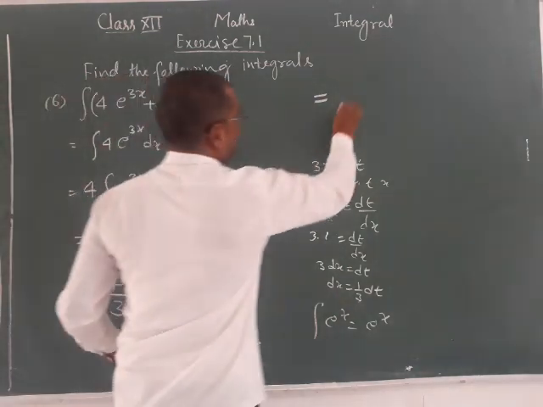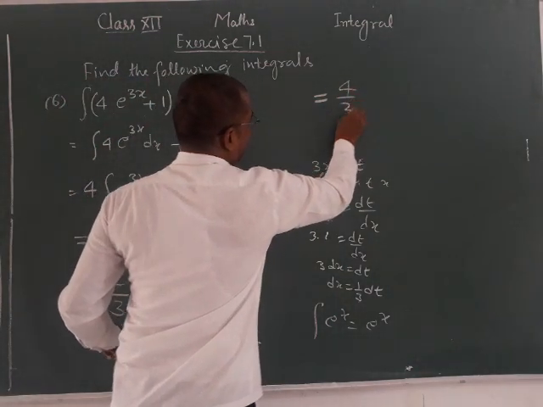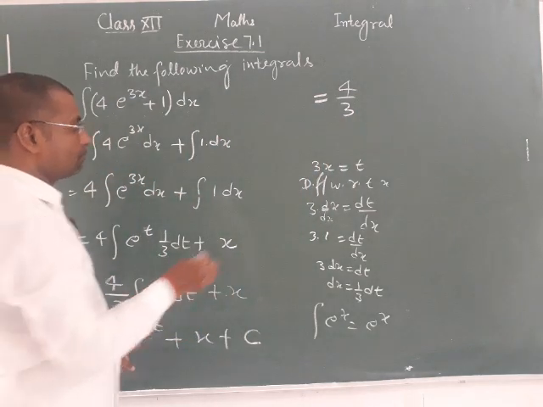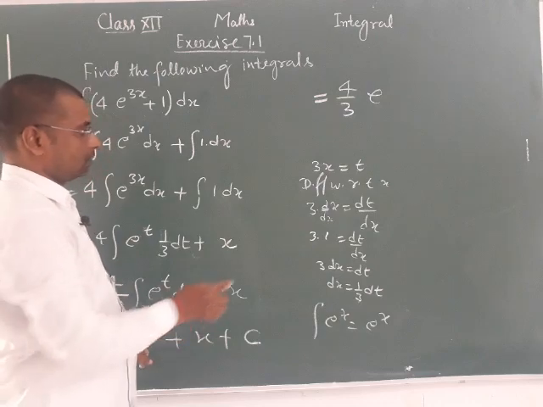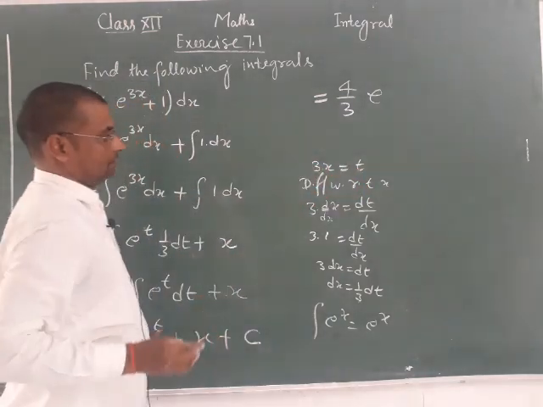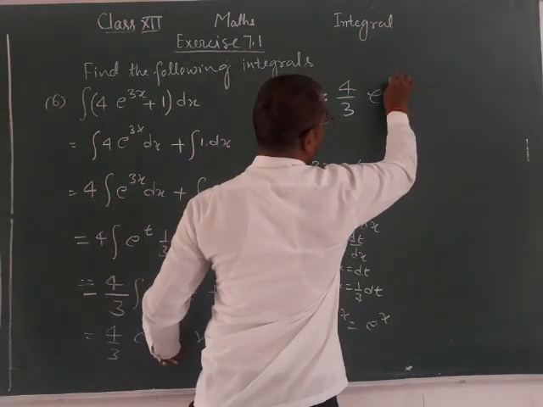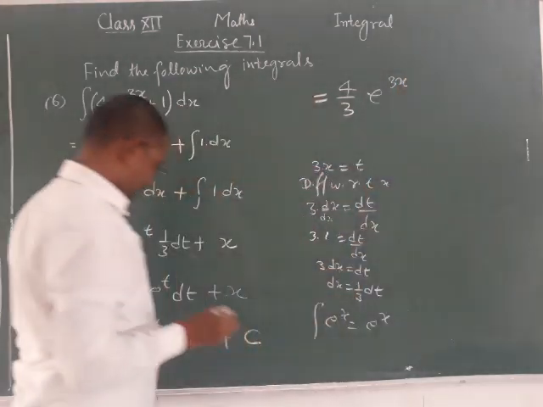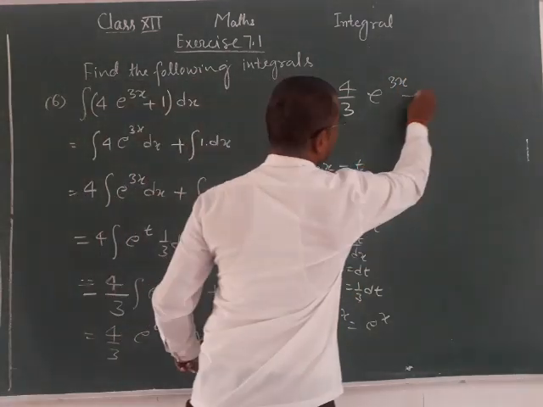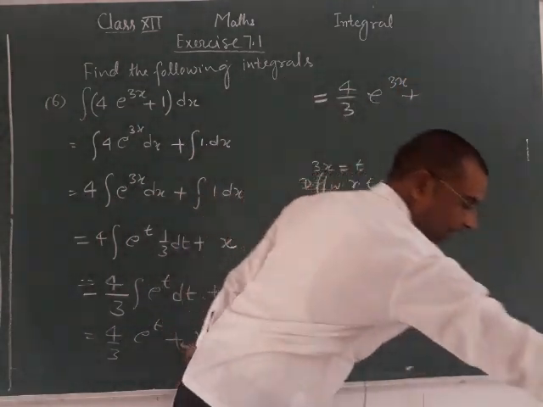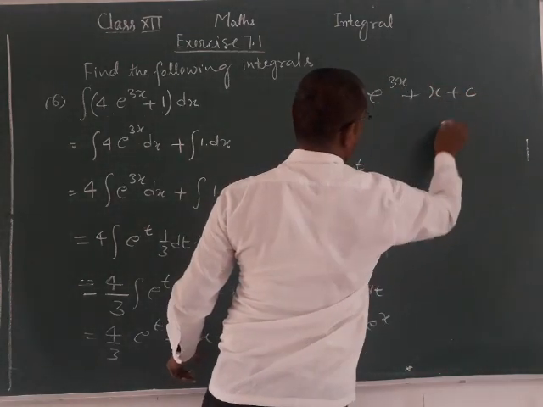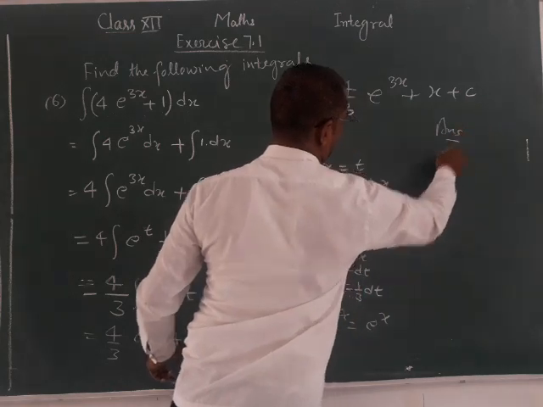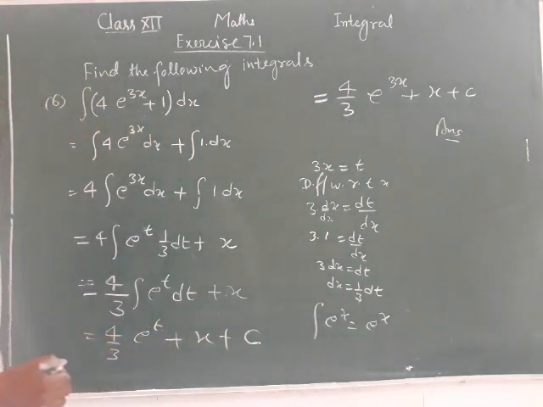So it is written as 4 upon 3 e raised to the power, put t is equal to 3x, so e raised to the power 3x and plus x and plus c. This is the answer.